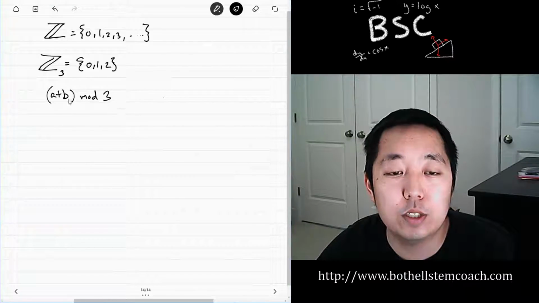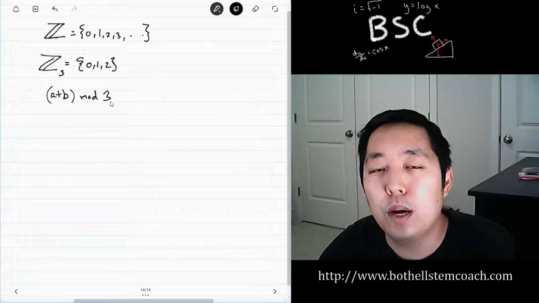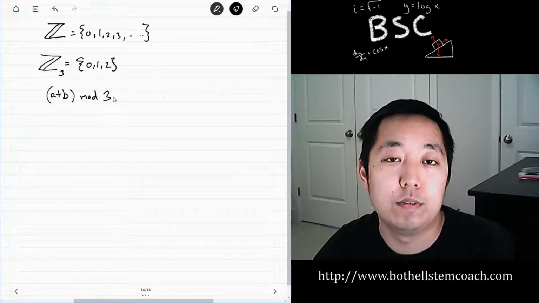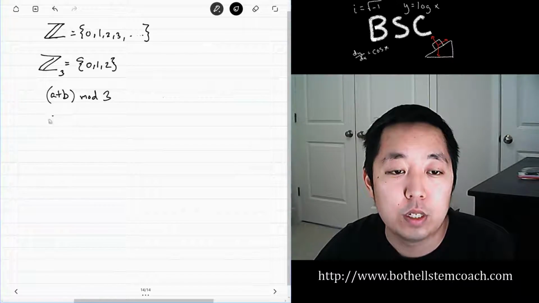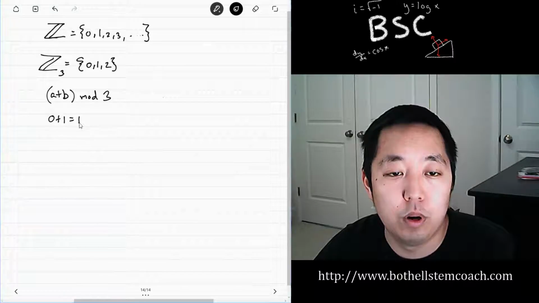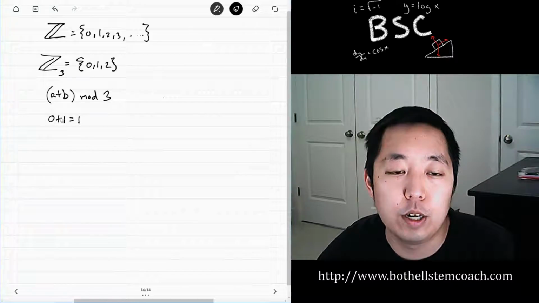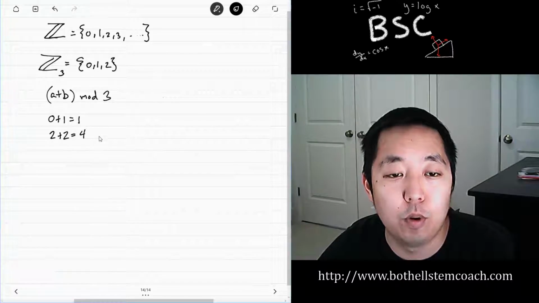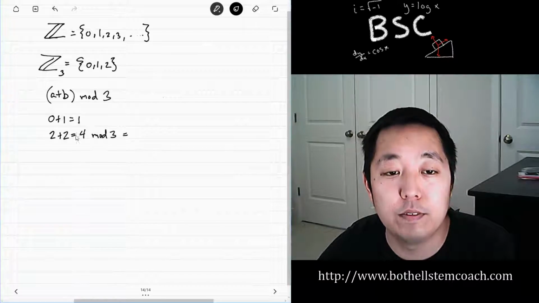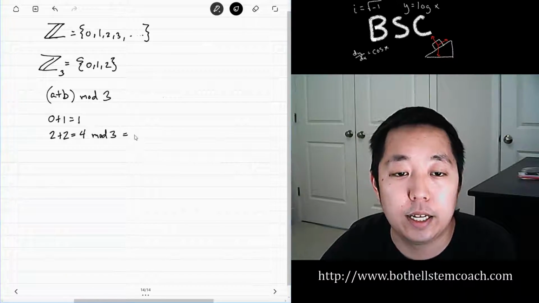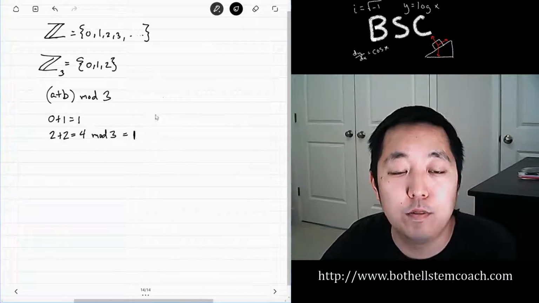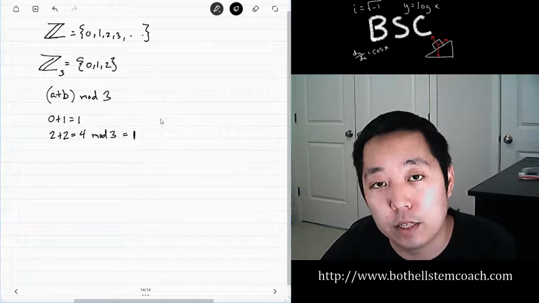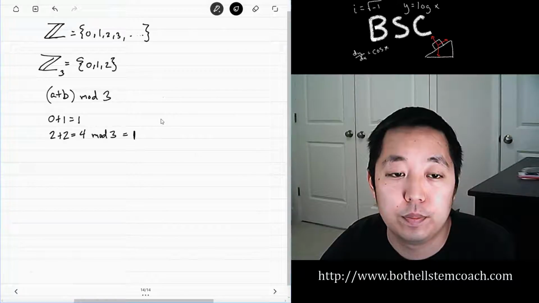And so let's look at some properties of what modulo does. Modulo is the remainder if I were to divide by 3. So if I did 0 plus 1, that would be 1. It works like normal addition, but let's take a look at 2 plus 2. 2 plus 2 would normally equal 4, but when I do mod 3 to it, the remainder when I divide 4 by 3, I get 1, because 4 divided by 3 is 1 with 1 remainder, right?